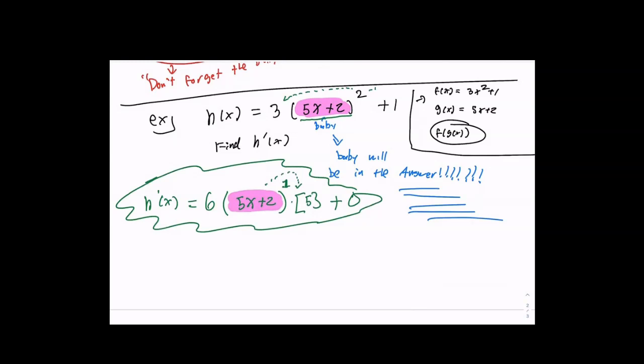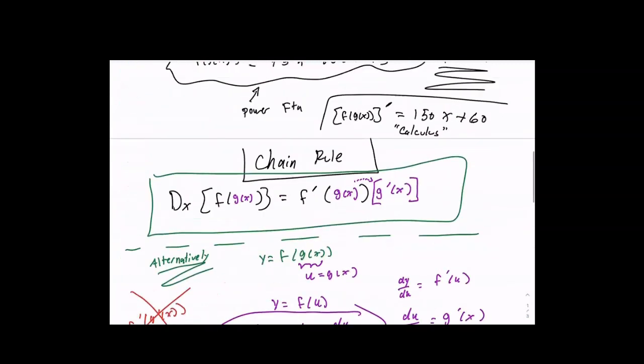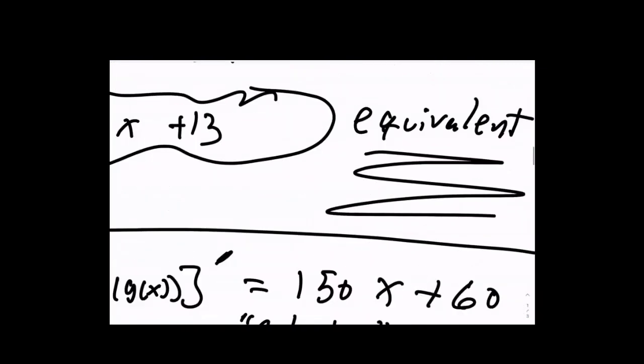Of course, you're not going to see the answer written like that. If I clean this up, this is 30 times the parentheses 5x plus 2, which is 150x plus 60. If you can recall, this is what we found earlier when we expanded it.